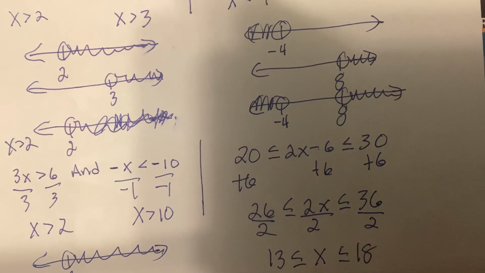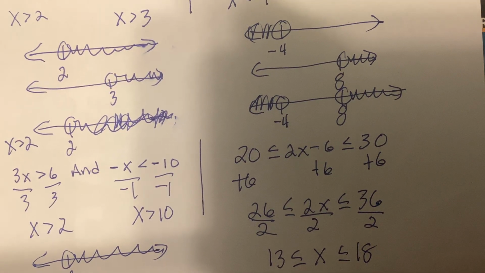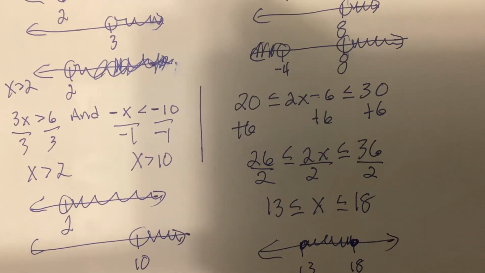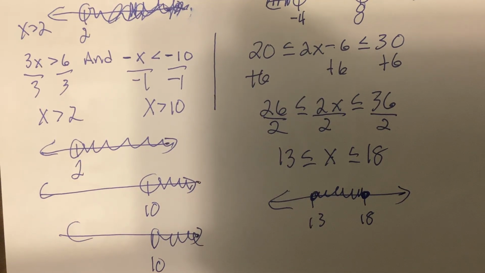So it's everything between and including 13 and 18. That's what this means. X is between 13 and 18. All the numbers between. And that's your and. So like I said, absolute value will have an extra credit question on it.